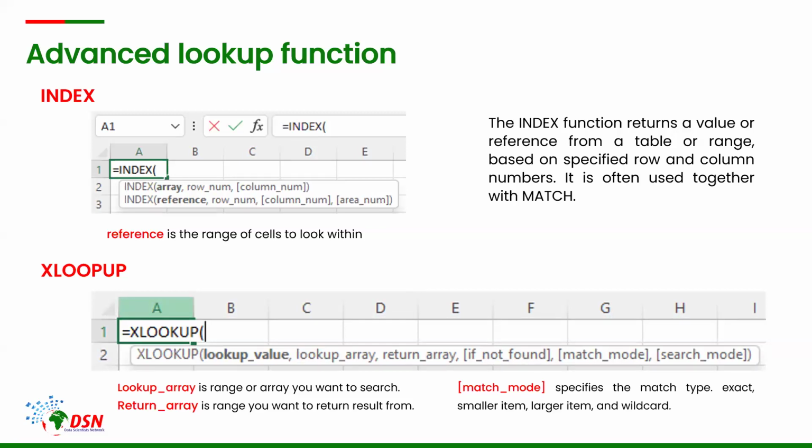But the match mode is a type of find. How should I find it? So we have three options. The match mode can be zero, the match mode can be one, the match mode can be asterisk, can be two also. So we are going to make use of this in the hands-on session. So let us move on.